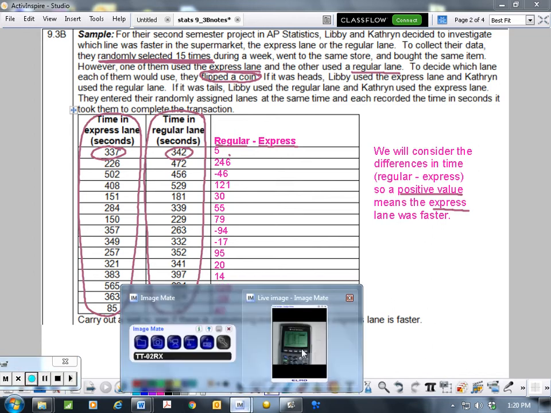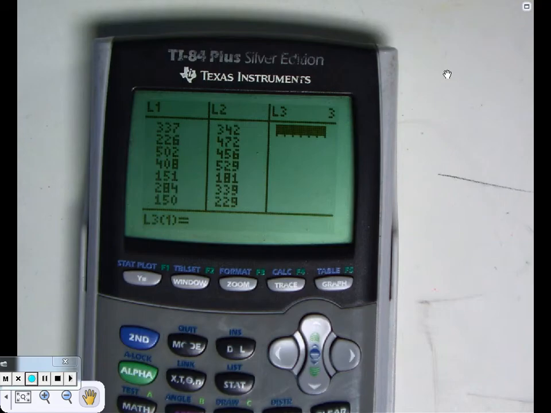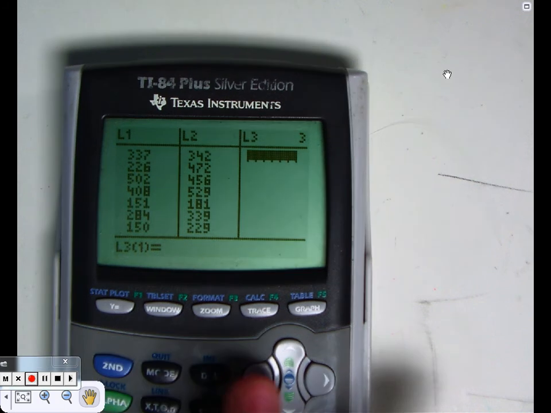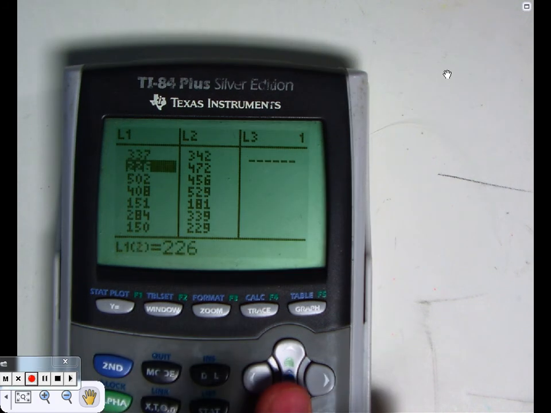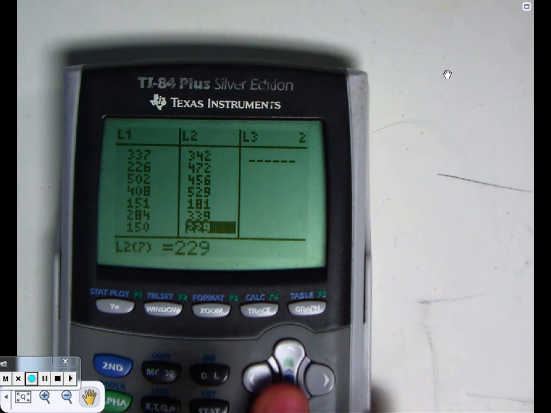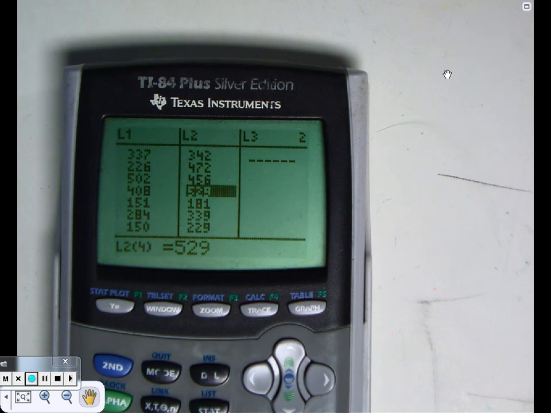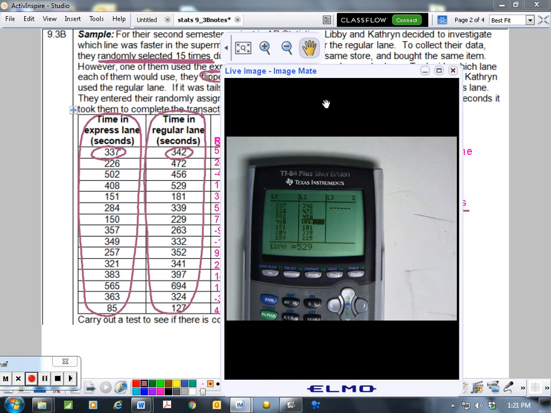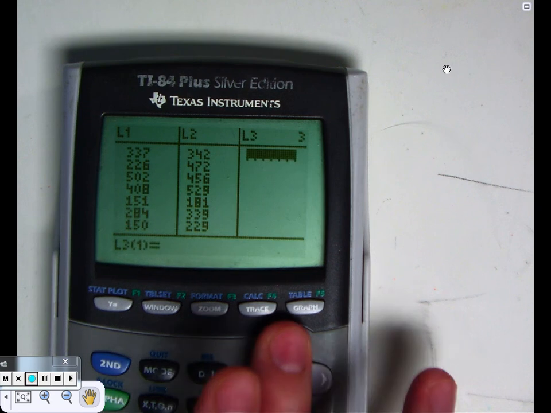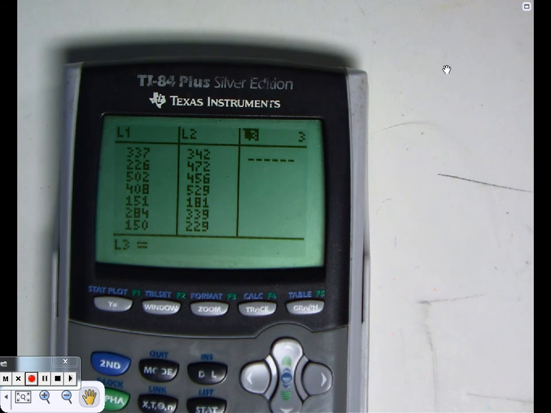Okay, to do this on the calculator, we're going to have to take a look at our handy dandy calculator. What I did is I entered our express lane in list 1 and our regular lane in list 2. Now I want to do regular minus express. My regular lane is list 2, so I'm going to take list 2 and subtract list 1, and it tells me all those values.